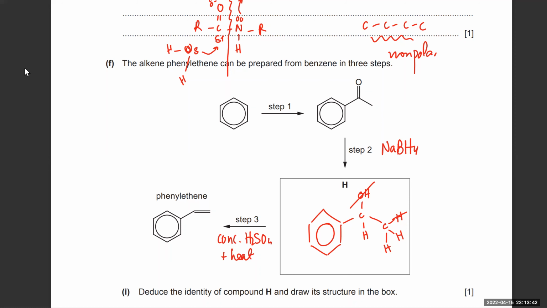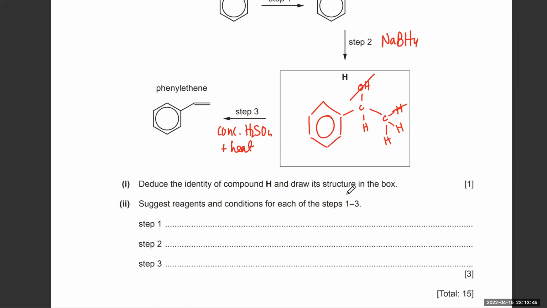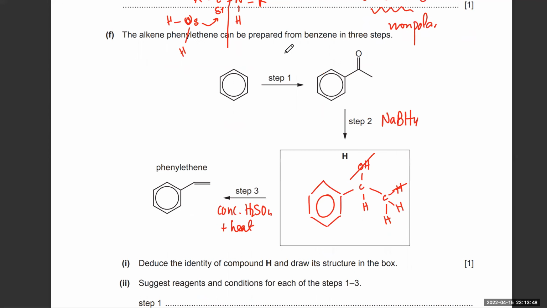Or hot concentrated H2SO4. Reduce the identity of compounds H and draw its structure. We did that. We have to suggest the reagents for step number one as well. So what is step number one? You had a benzene, and a carbon chain, an acyl chain, that's getting attached to it. So that is acylation. You need AlCl3 as a catalyst, and you need an acyl chloride. It's a C double bond O and a Cl, and the carbon is very, very positively charged.